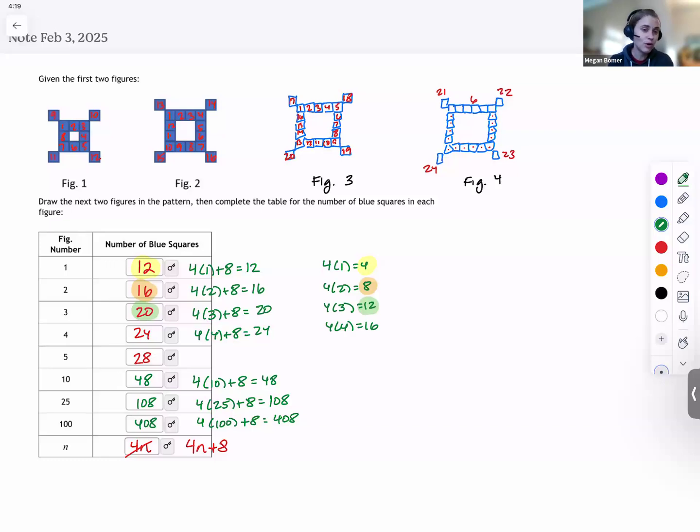And then compare that 4n to what your actual number of squares is. So we saw from 4 to 12, we were 8 short. From 8 to 16, we were 8 short. 12 to 20, we were 8 short. And so then we can either add or subtract as needed to match up with our pictures onto that 4n part of our rule.